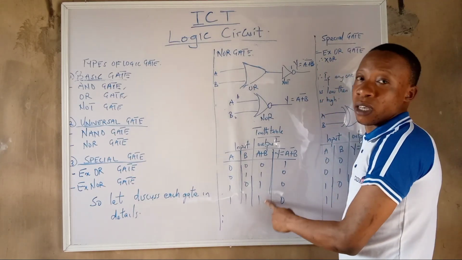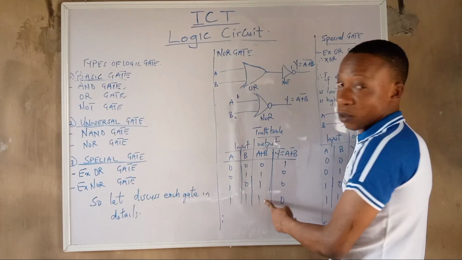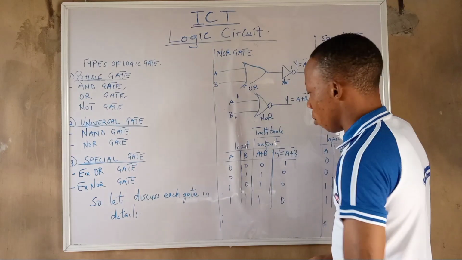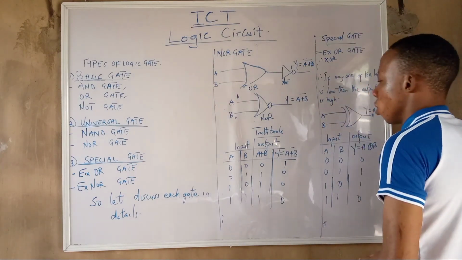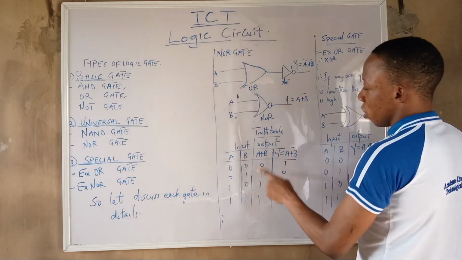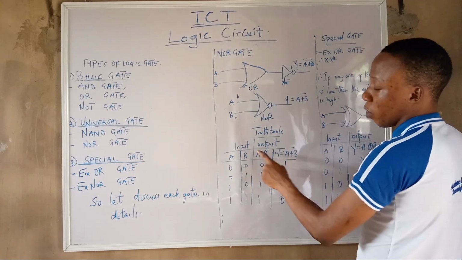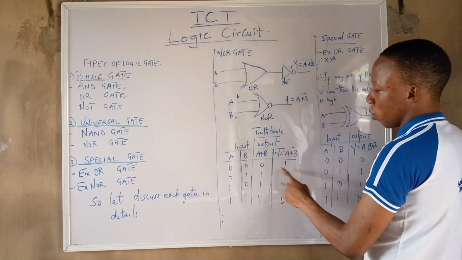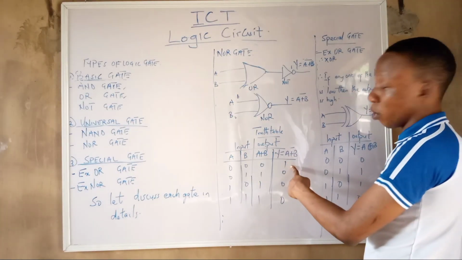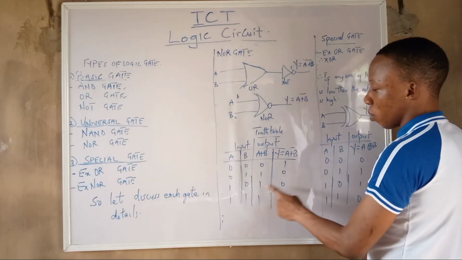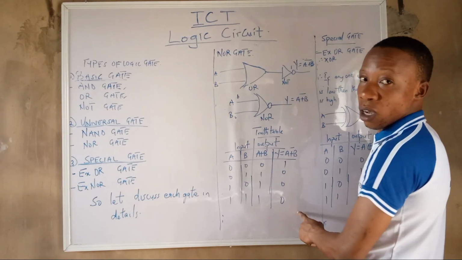The reason why we are having 1 here is because in computer studies we don't deal with any number apart from 0 and 1. So the answer for this is going to be the inverse of A plus B. We have a 0 here, so this one automatically changes to 1. This is 1, 0, 0, 0.